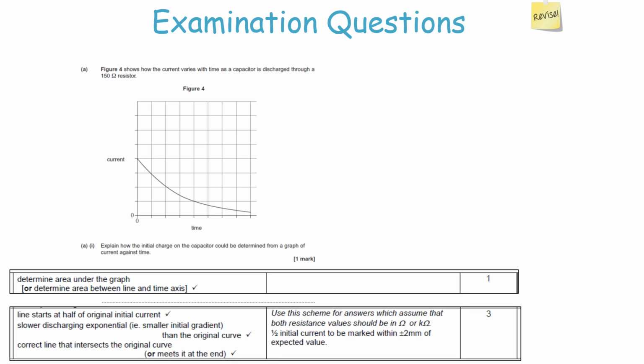Now the second thing to note is you've got a slower discharge and exponential graph because there's a larger resistance value, so as a result it will discharge exponentially slower, but the new line will intersect the original curve, i.e. it meets at the end, because they'll always finish at the same value. The capacitor will discharge to the same final value. It might take longer to do so, but it will do so to that final value.